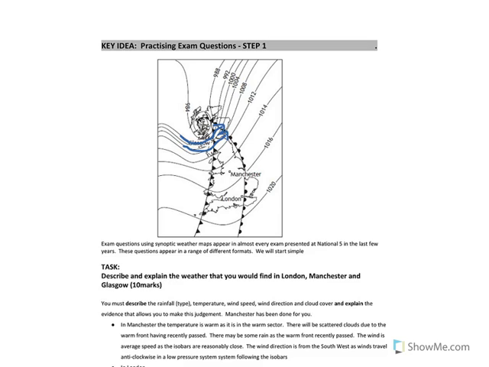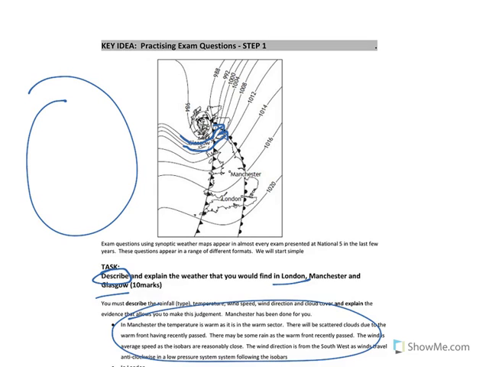Okay, so tell me about the weather. Tell me 5 features of the weather in London, 5 features of weather in Glasgow, and I had them listed over here just a second ago. And then explain why you know that for each of the 5, just like you've seen in the Manchester answer. So you follow this tutorial, you should be able to answer this question.